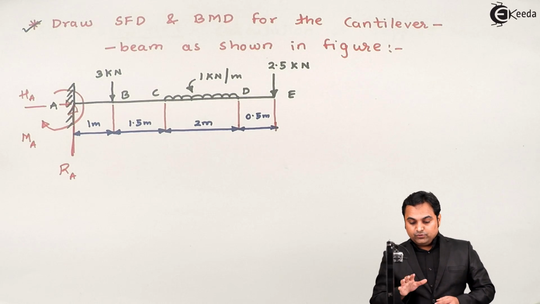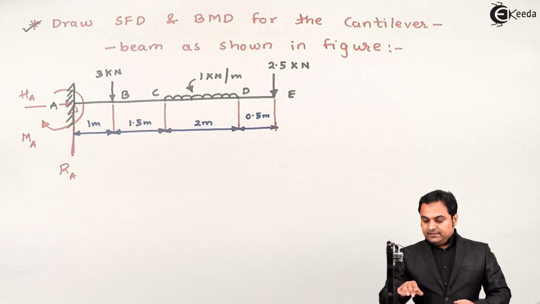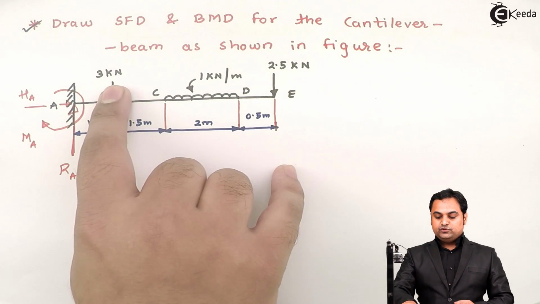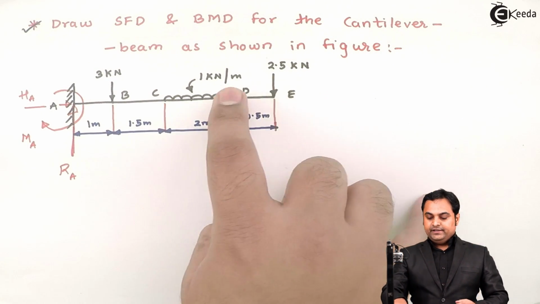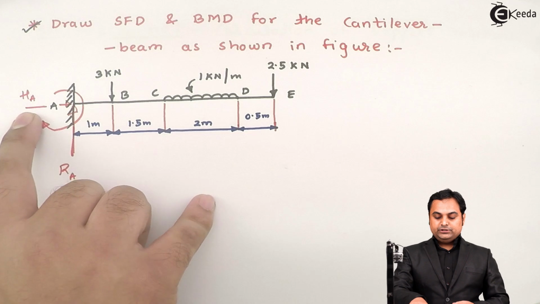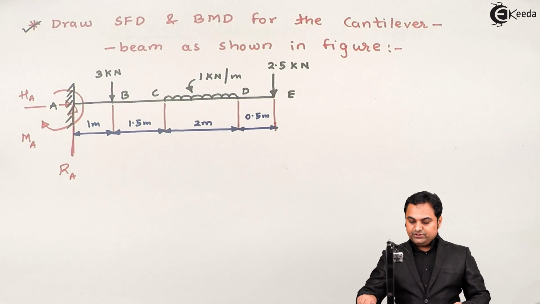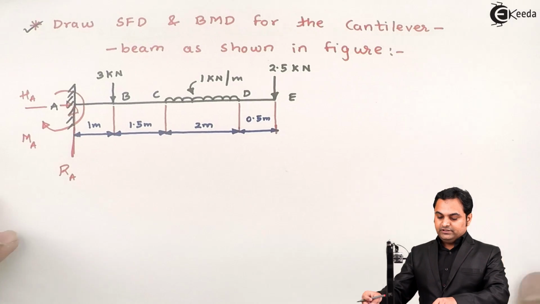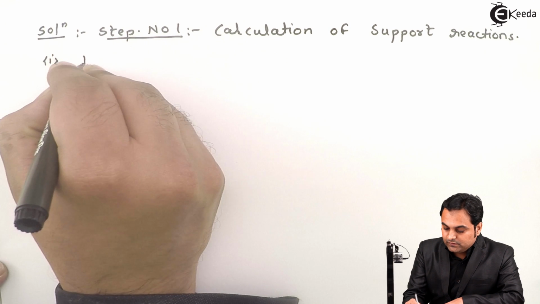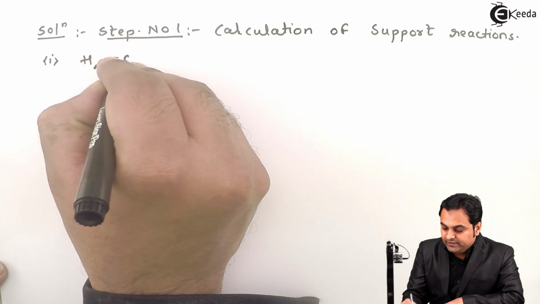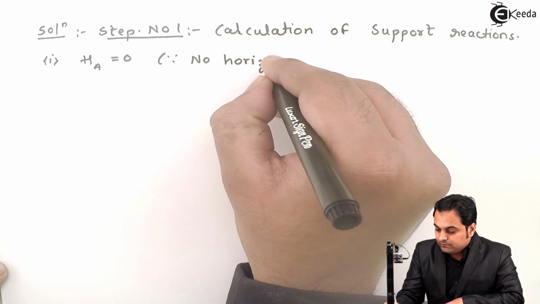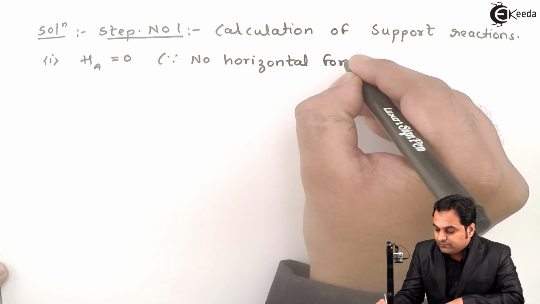Now, by looking into this beam diagram, I can say that there are no horizontal forces acting on the beam. We only have vertical force of 3 kN, 2.5 kN and UDL of 1 kN per meter. There is no horizontal load, so this horizontal reaction HA will be directly equal to 0. That is, the value of horizontal reaction at point A is directly equal to 0 since no horizontal forces.